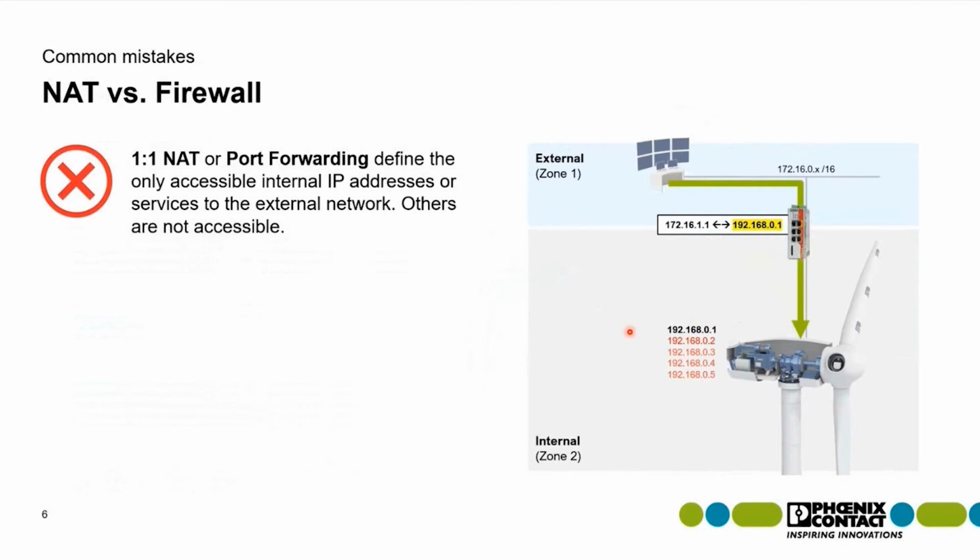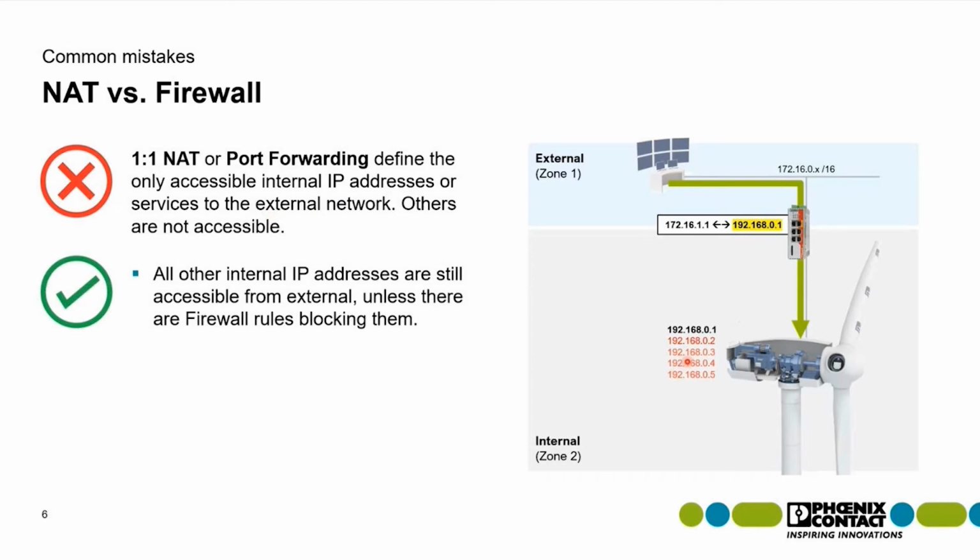The first one is that many people think NAT is the same as a firewall because these two functions always come together. They tend to think configuring NAT rules is configuring firewall rules. For example, either one-to-one NAT or port forwarding defines the only accessible internal IP addresses or services to the external network, and the others are not accessible.